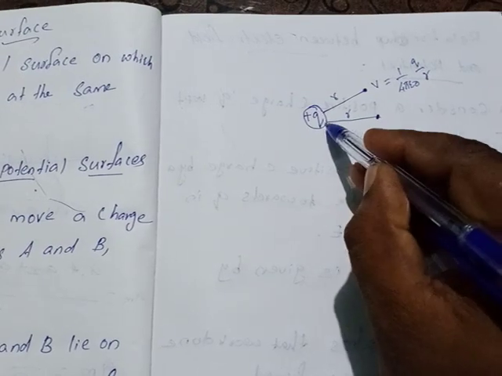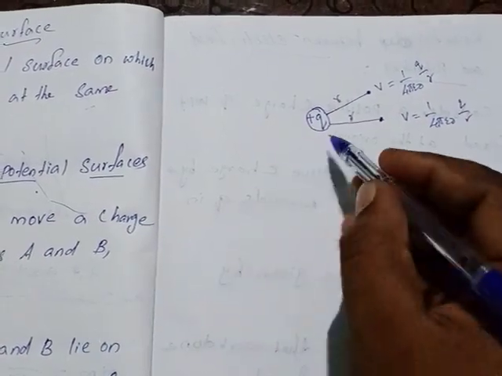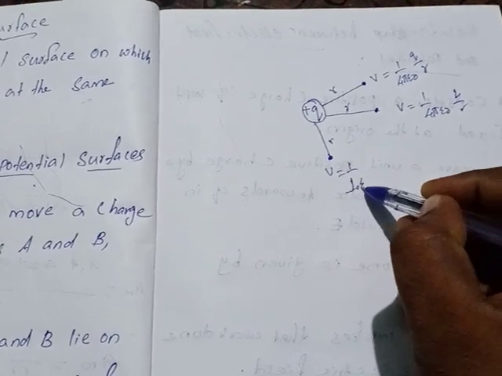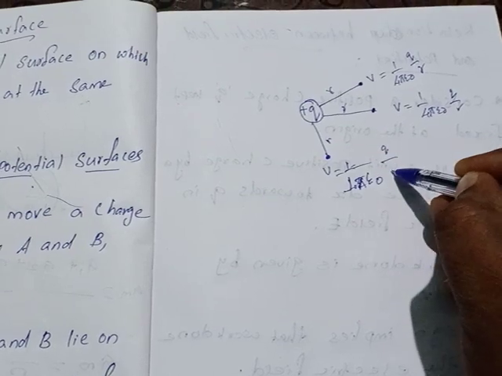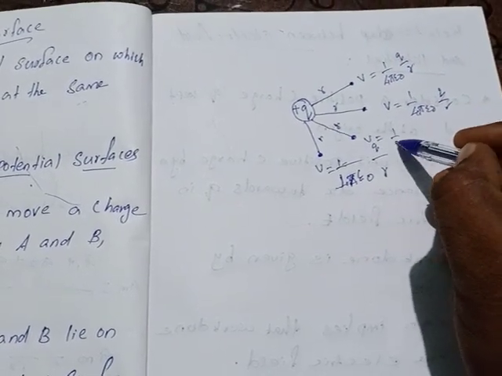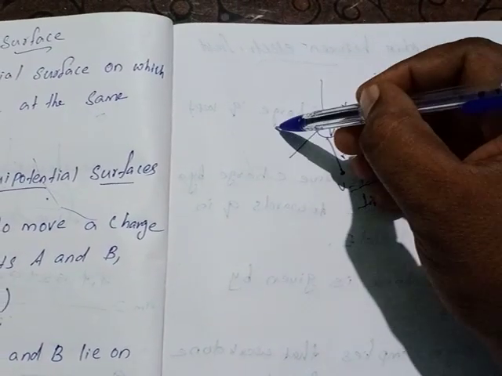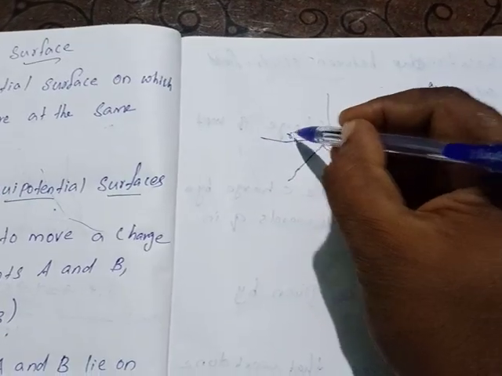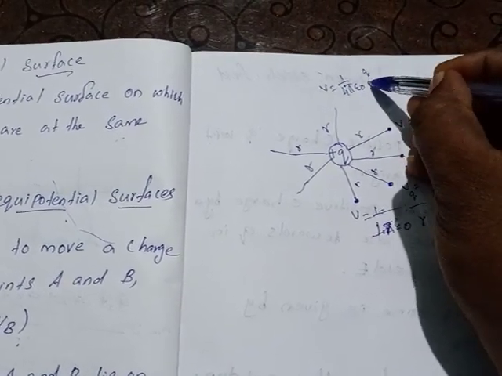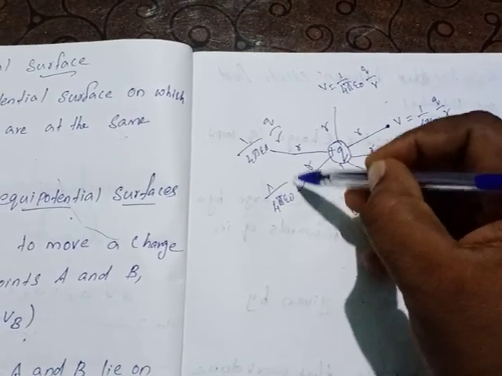At this point, which is at the same distance, the electric potential is also 1 by 4 pi epsilon 0 Q by R. If you consider another point at the same distance R, at this point also V is equal to 1 by 4 pi epsilon 0 Q by R. Everywhere, if you consider the same distance R, at all these places the electric potential will be 1 by 4 pi epsilon 0 Q by R.